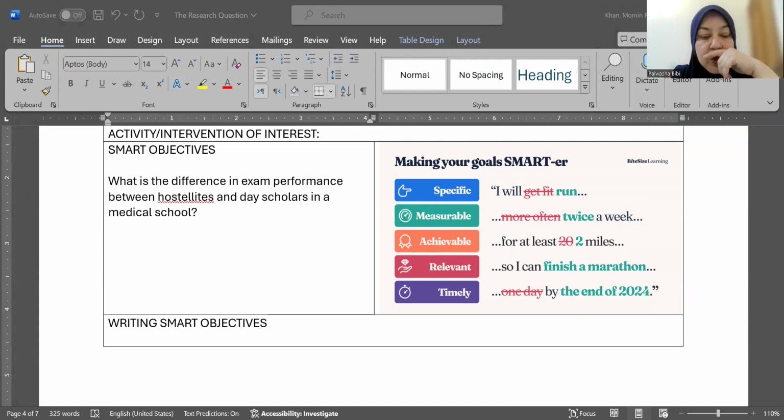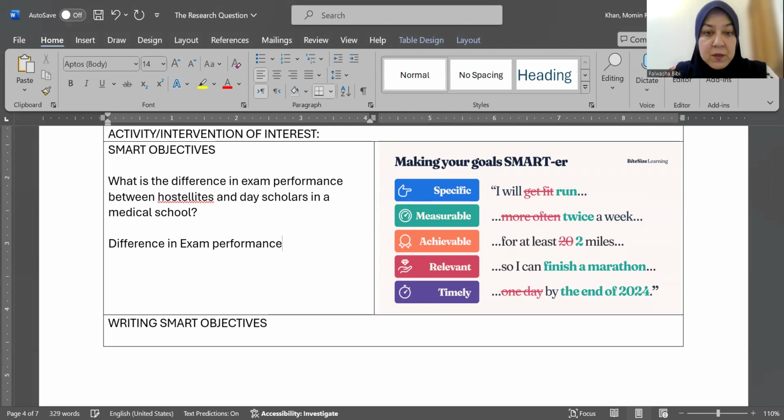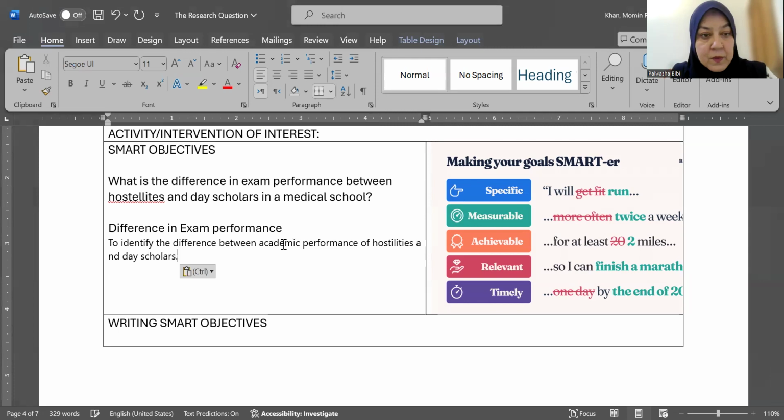Just say anything off the top of your head. Okay, so I'm going to give you the first objective myself. Somebody wrote something and somebody else wrote, yay. Difference in exam performance. I'm going to write this here, okay? To identify the difference between exam performance, let me just write that.